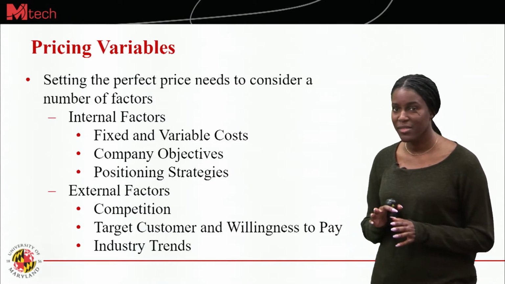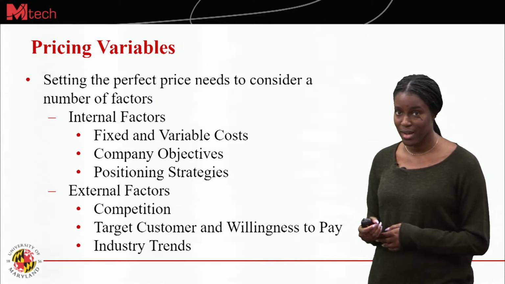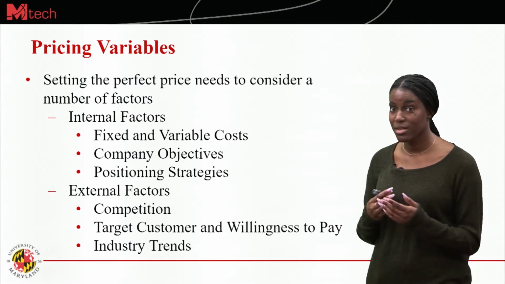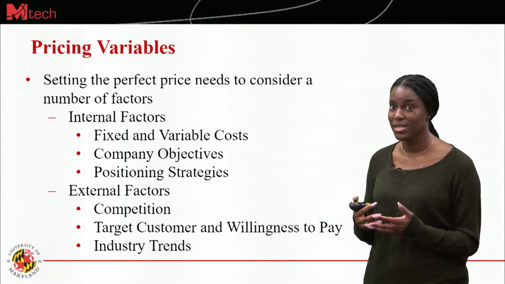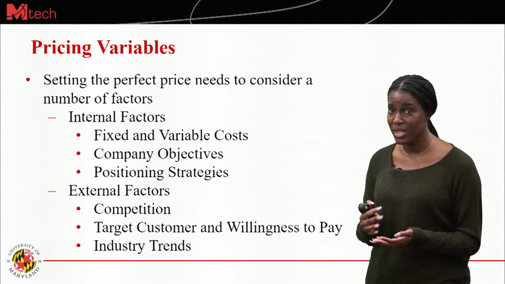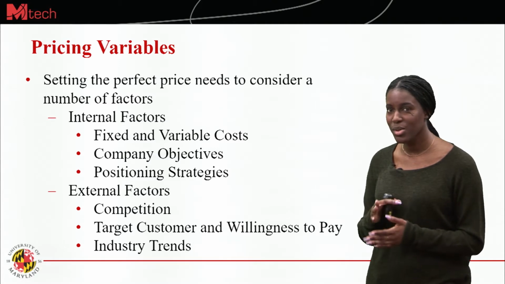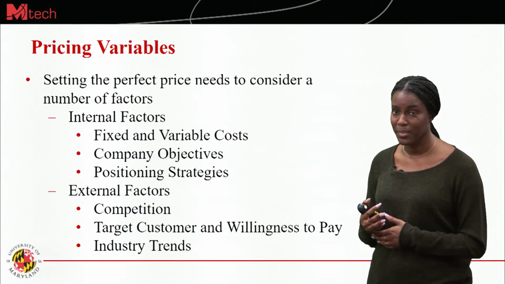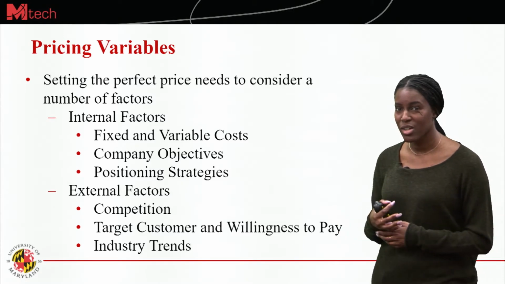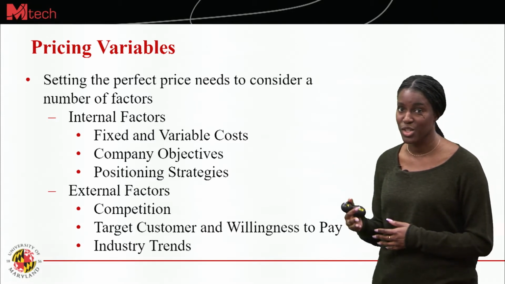Now, there's a couple of different variables we need to think about when we're setting price. There's some internal and others that are external. From the internal standpoint, you want to think about how much does it cost you to actually create the service that you're offering to your customer. Also, what are your objectives as a company? How much money are you trying to make? Or what are your goals as a business to move forward? And lastly, how are you trying to position yourself in the market? Now, externally, you also want to look at what your competitors are doing, what your target customer expects in terms of pricing, and also how is the industry trending in terms of price.